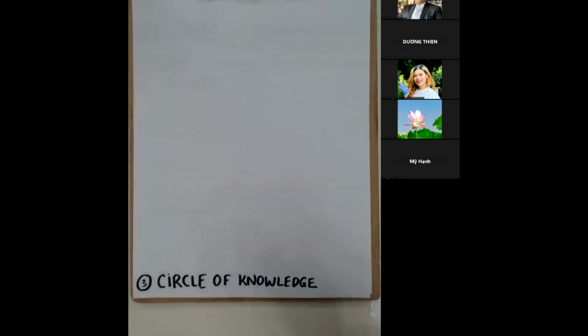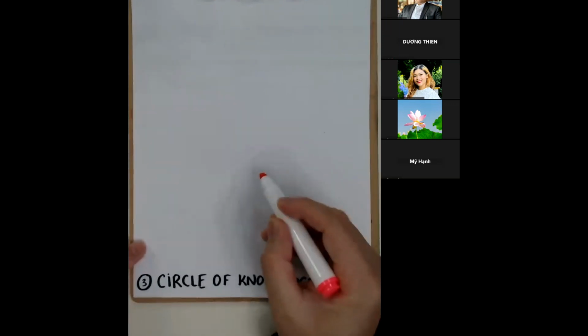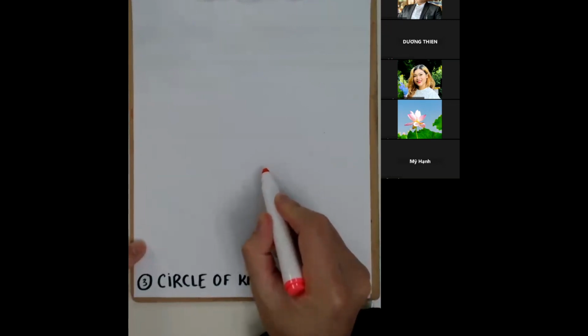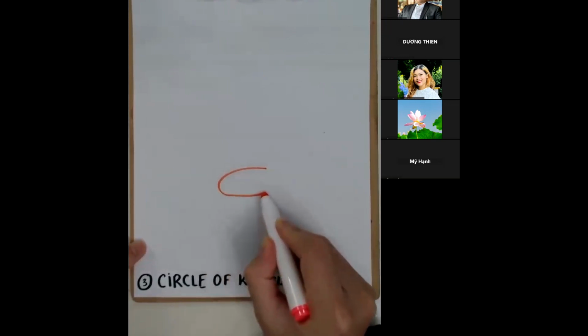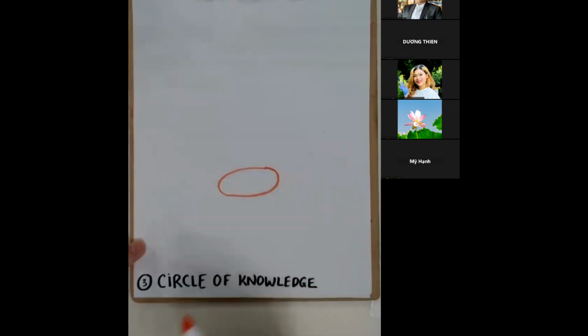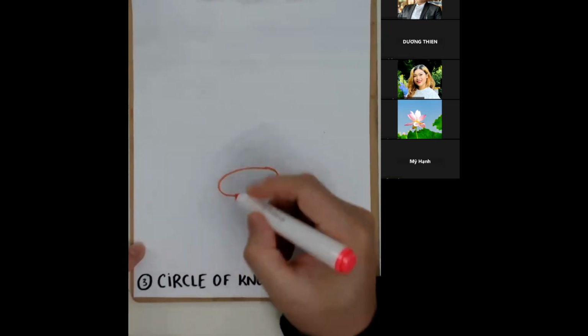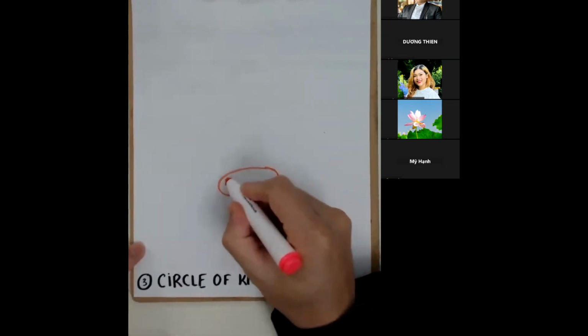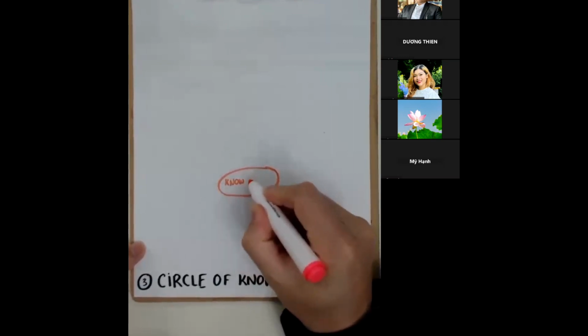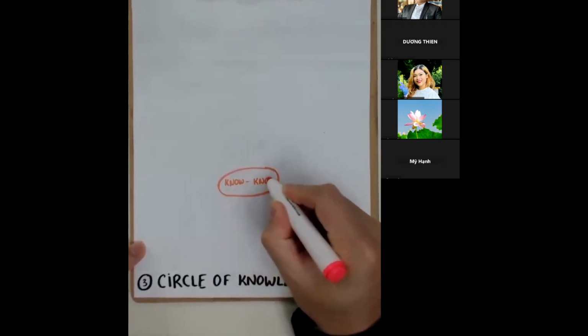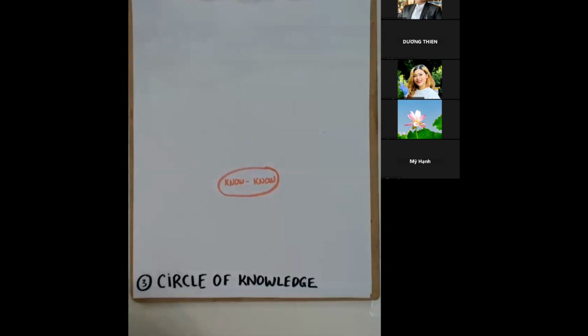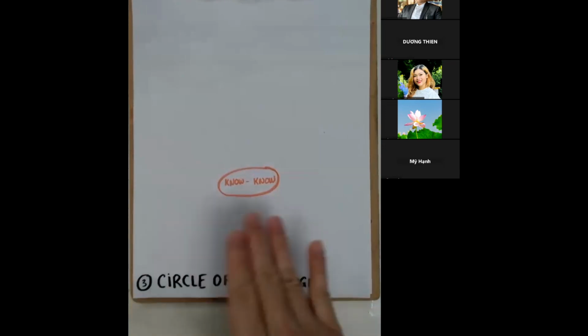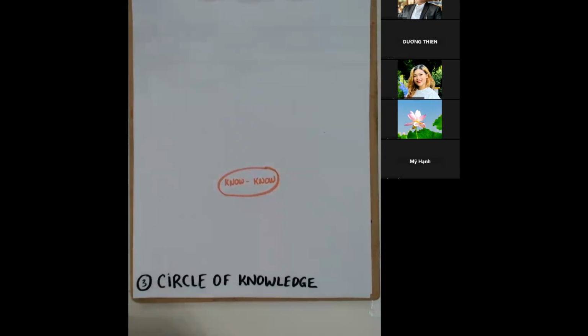So please help me draw a small circle on the bottom of the page like this. All right. In this ellipse shape here, I would like to invite you to write the word "know." This is the representation of the knowledge that you know.